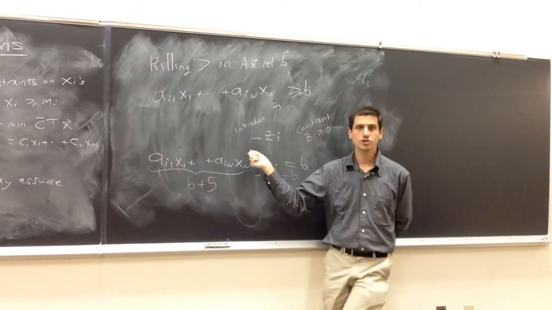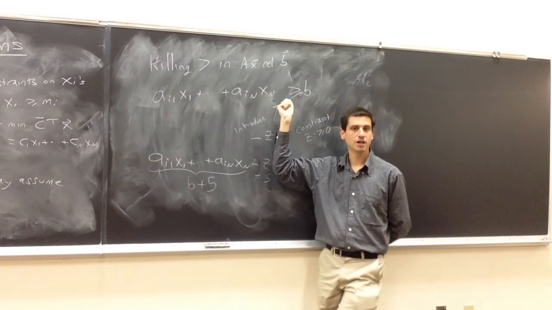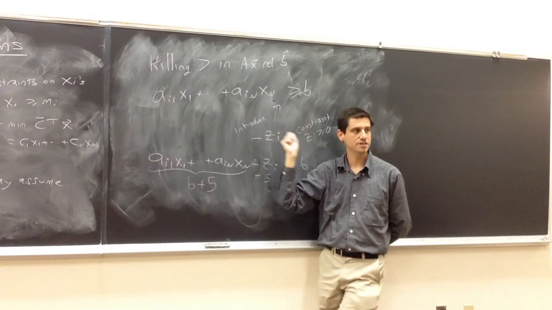All right. Any questions on how we can get rid of all the greater thans and less thans and now assume that everything is an equal?